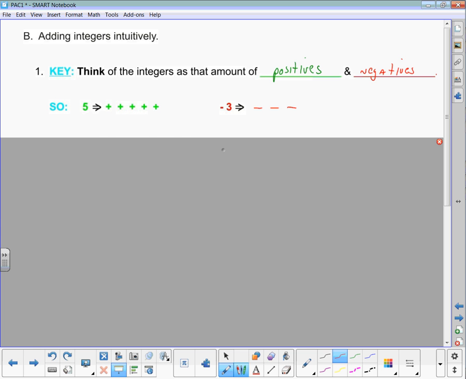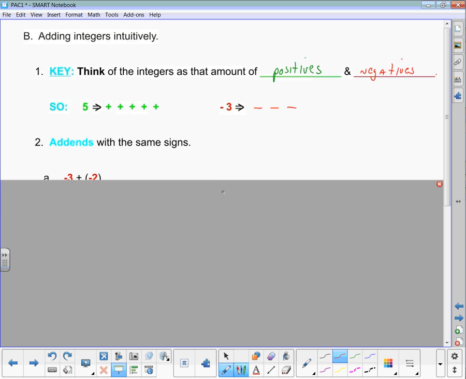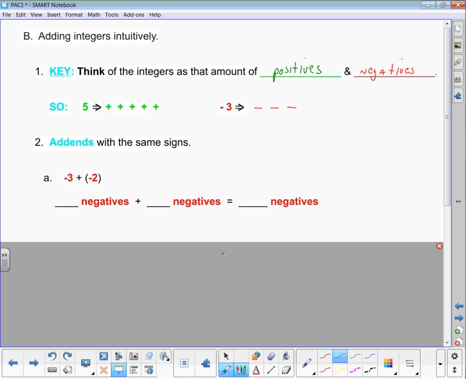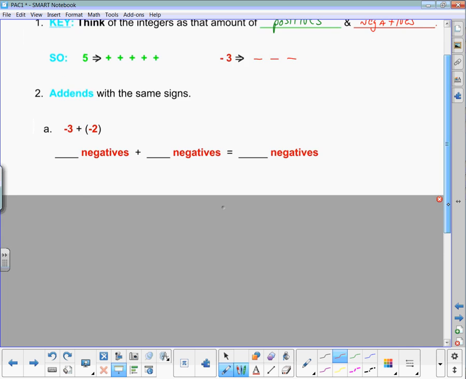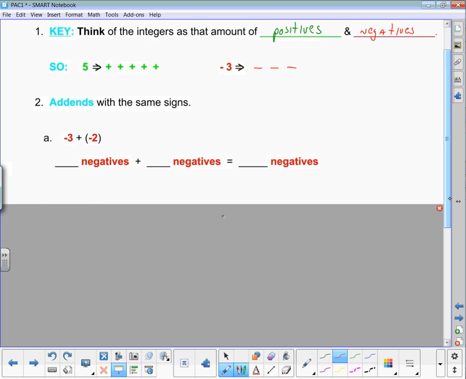So let me show you how we're going to put that to use. Right now, we're still doing add-ins with the same signs. So we're doing some pretty easy ones. So here's what we've got. This is the way I'm trying to get you to think. The negative 3 is 3 negatives, is it not? Plus a negative 2 is 2 more negatives.